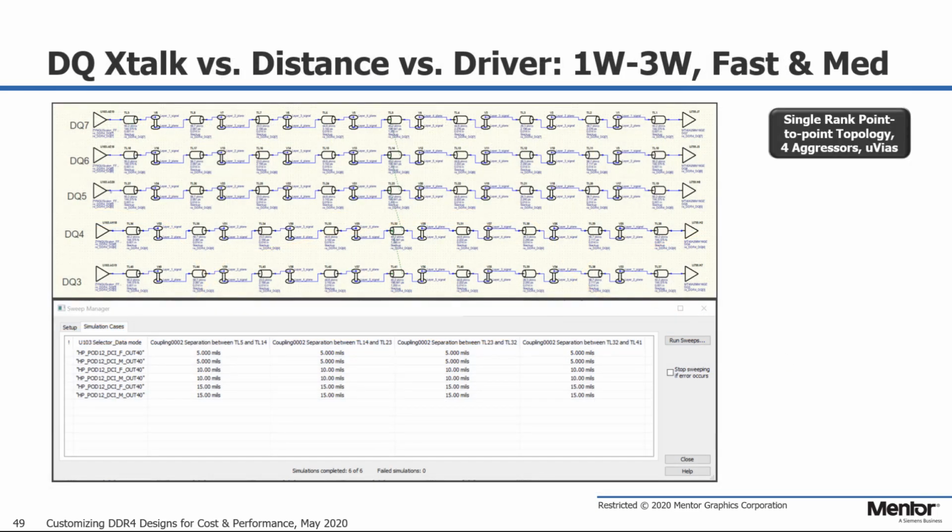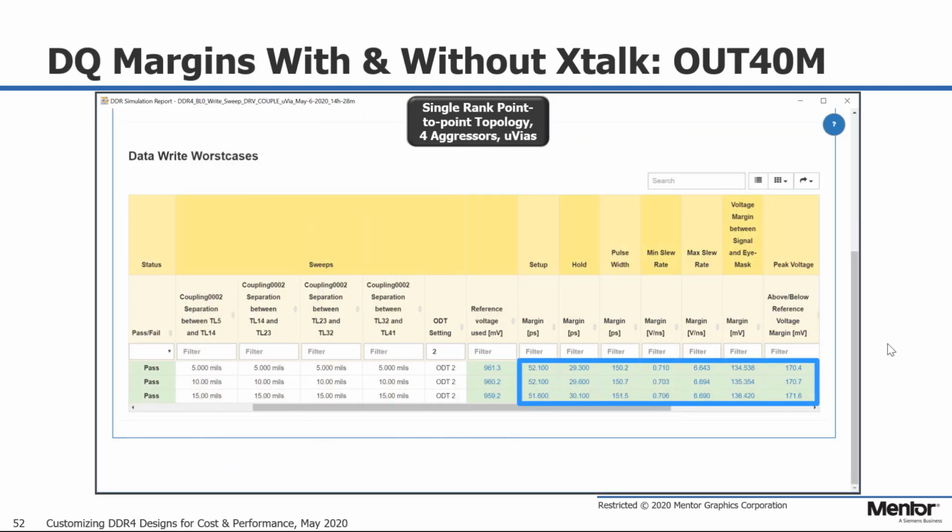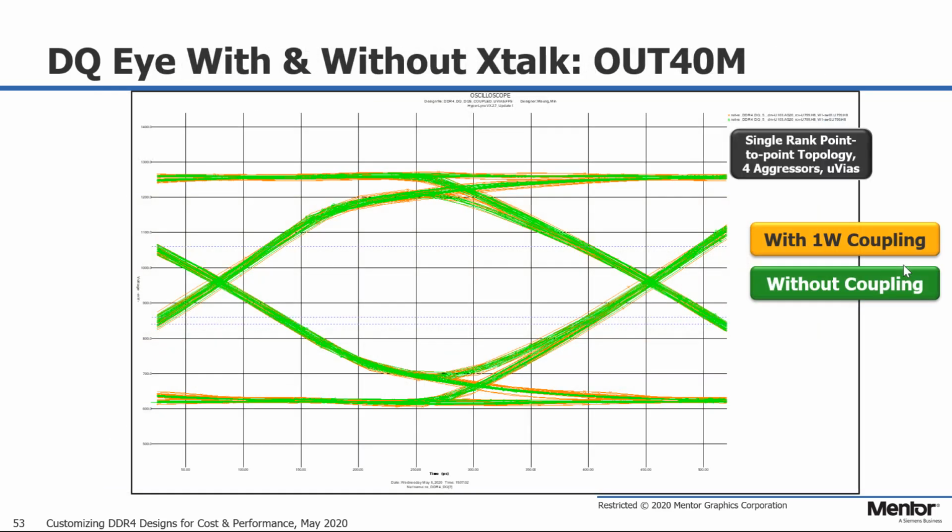Now let's take a look at the effect of crosstalk on margins. We'll sweep the separation from 1 width to 3 widths with fast and medium slew rate drivers. Here are the margins with the medium driver of fast corner case without crosstalk enabled. Here are the margins with the crosstalk enabled with different separations. As you can see, crosstalk with medium driver did not make too much difference on the timing margins or noise margins. Take a look at the overlapped eyes and you can see why.